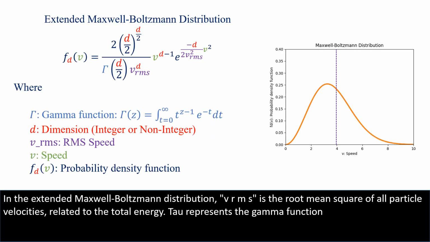In the extended Maxwell-Boltzmann distribution, VRMS is the root mean square of all particle velocities related to the total energy. Tau represents the gamma function.